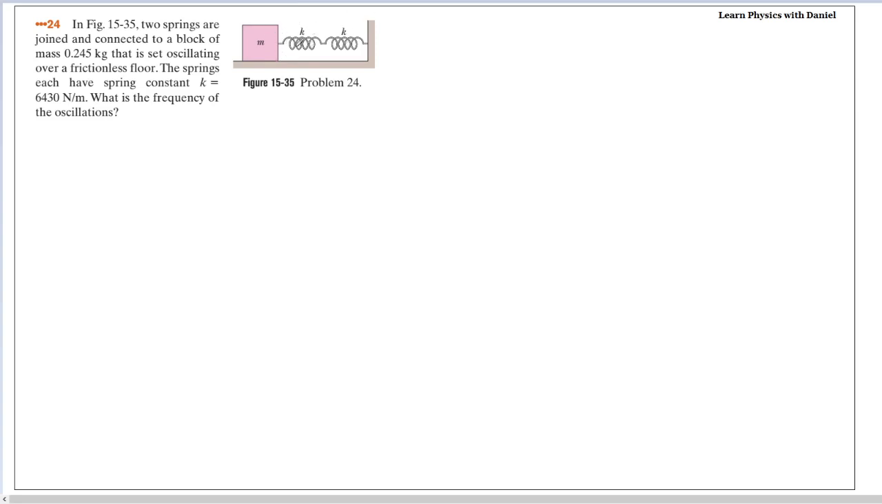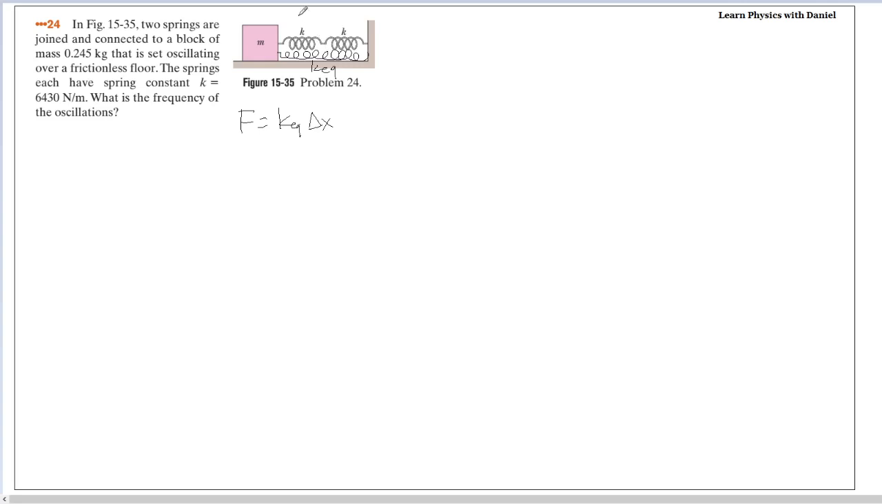So our first step is to replace these two attached springs with one equivalent spring, with K equivalent for its spring constant. So let's say that we exert a force F on this block that compresses these springs a distance delta x. So we have F equals K equivalent times delta x.